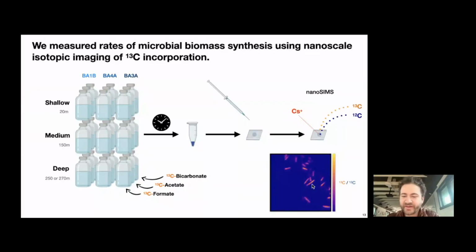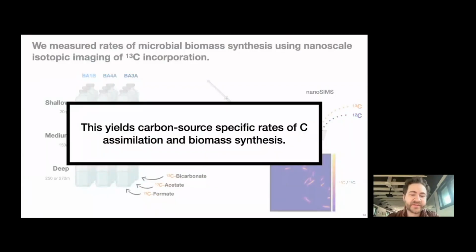It's essentially a single cell resolution isotope image of the sample, where the brightness of this image corresponds to the abundance of the heavy isotope that we labeled over the light isotope. And so we're able to get single cell measurements of anabolic rate. And so this also yields carbon source specific rates of carbon assimilation and biomass synthesis, because we're able to relate these single cell isotope ratios to the carbon label that they were supplied with.